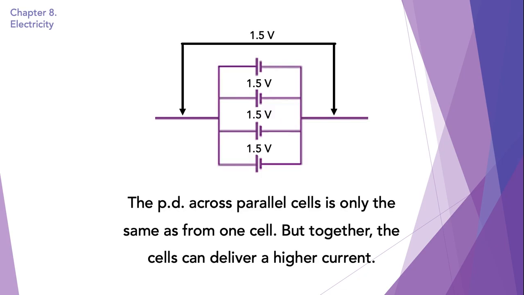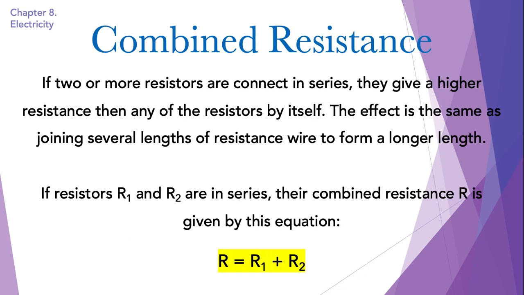So, if two or more resistors are connected in series, they give a higher resistance than any of the resistors by itself. The effect is the same as joining several lengths of resistance wire to form a longer length. So if resistors R1 and R2 are in series, their combined resistance is R, given by this equation. We just add R1 and R2 and we get R.